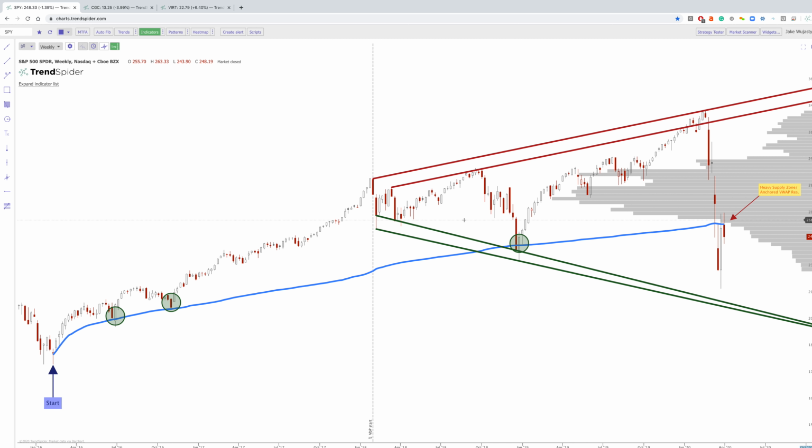What we're going to do is go over a few charts that we went over last week and see how they've progressed into this week.